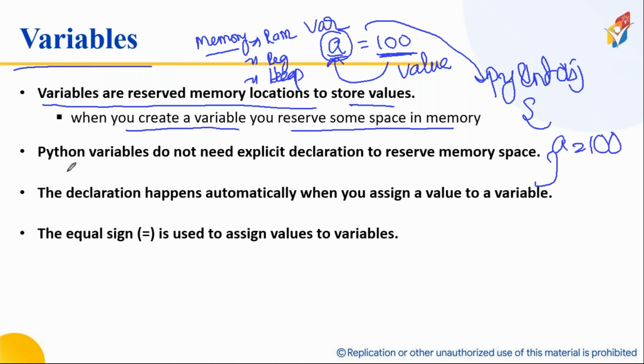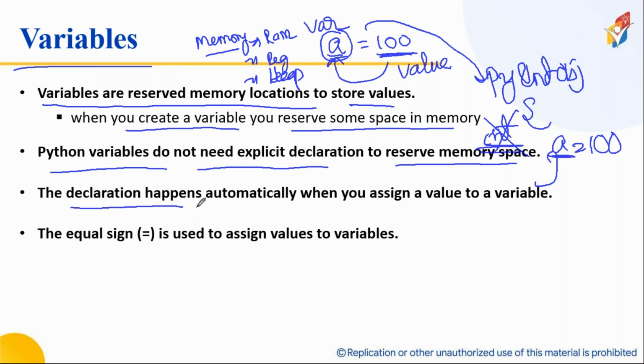That's it. Now, Python variables do not need a reservation of memory. That means no need to specify the data type like integer, not required. In C, C++, Java, you have to specify the data type. Now you can ask one question: sir, how is it happening? How can the variable be considered as an integer? Look at here, the declaration happens automatically when you assign a value to the variable. Here, what operator am I using? Simply the equal to operator.